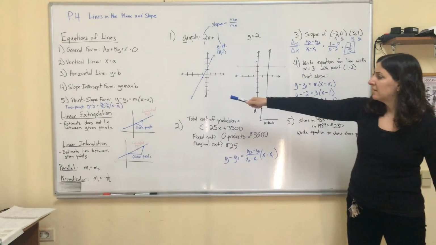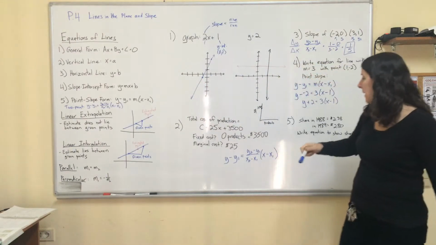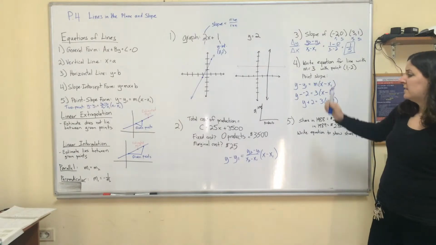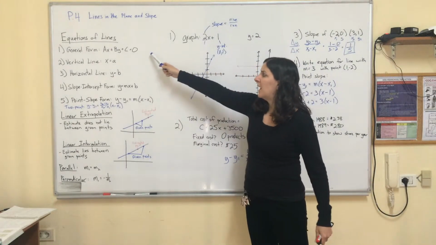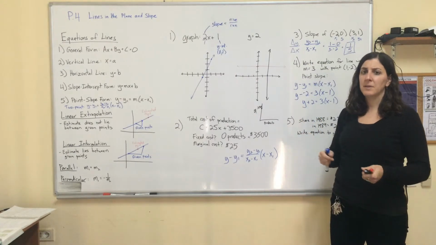So we have the point slope form for writing equations, the slope-intercept for graphing. We also have the general form, which is the top one. The general form puts ax plus by plus c equals 0.